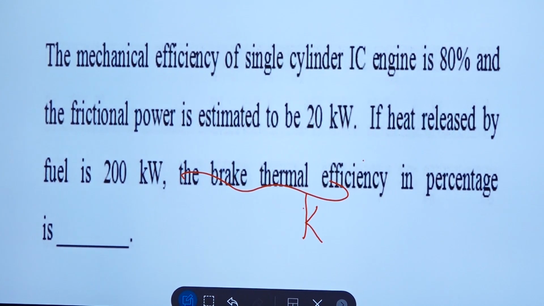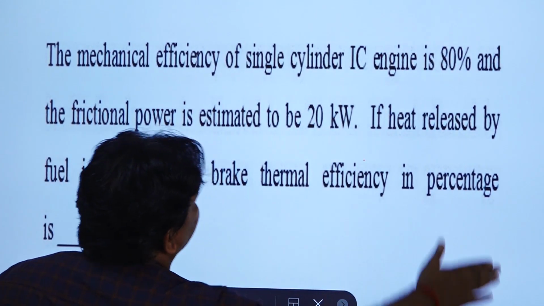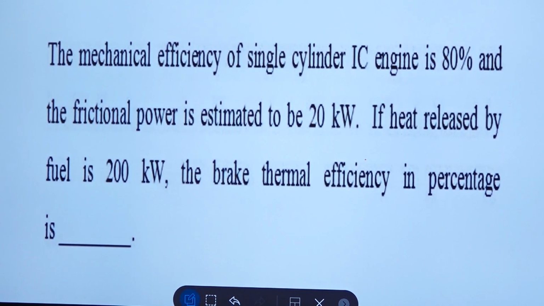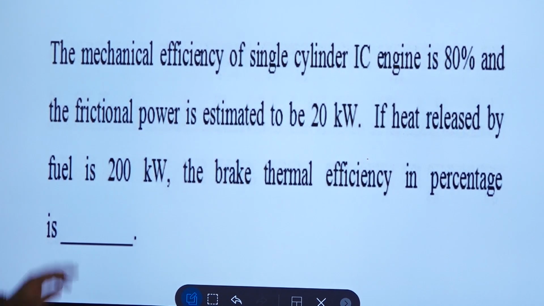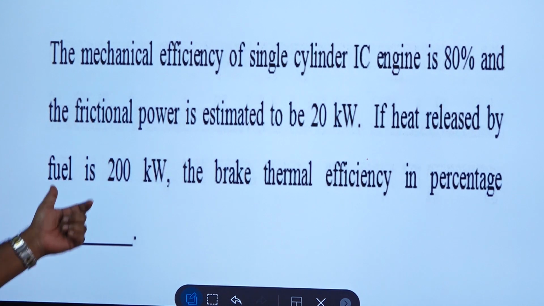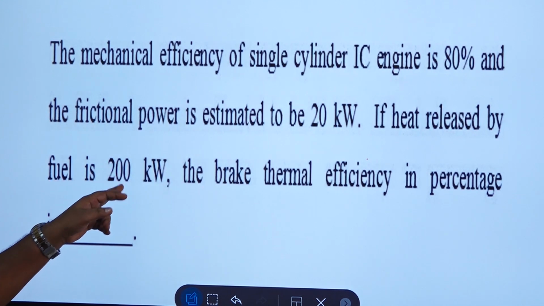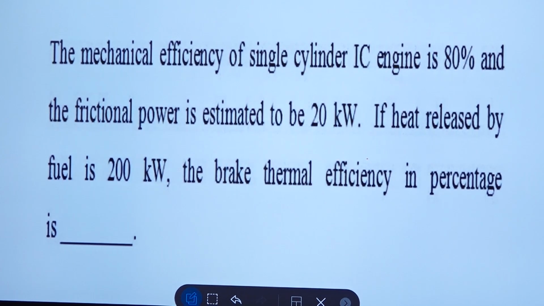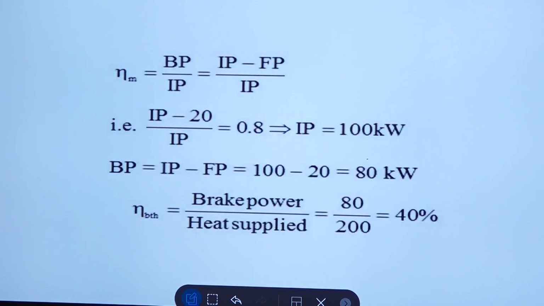So the next question is, the mechanical efficiency of a single cylinder IC engine is 80%, and the frictional power is given to you, it is 20 kilowatt, and the heat released by the fuel is 200 kilowatt. So you have to find the brake thermal efficiency in percentage.